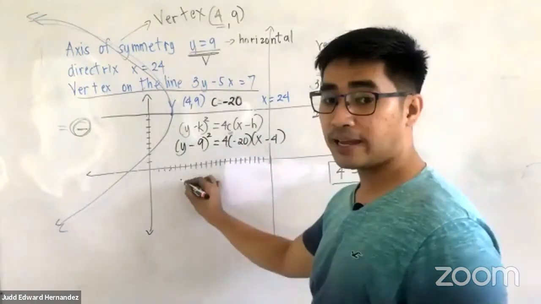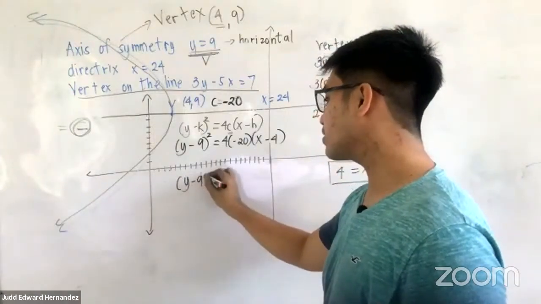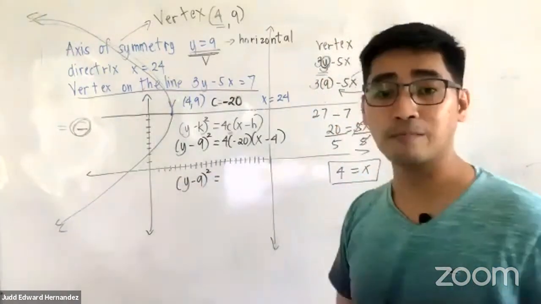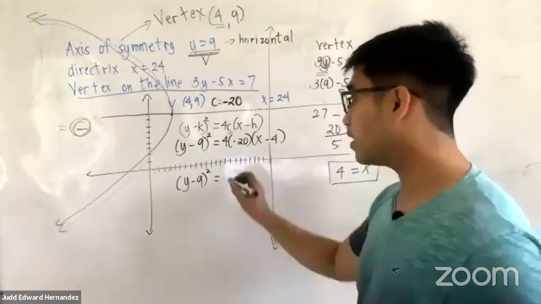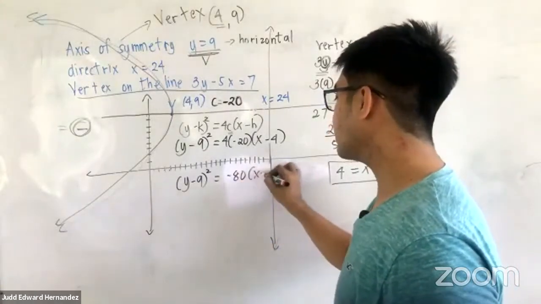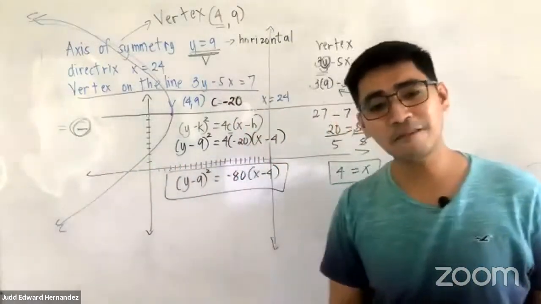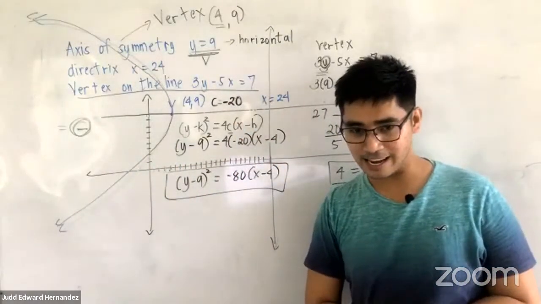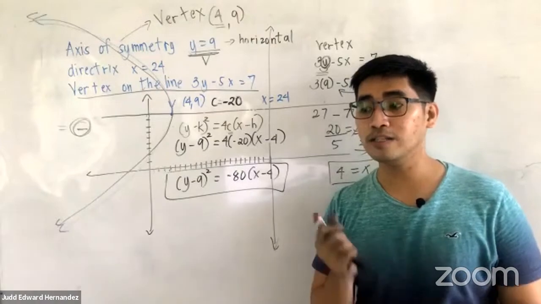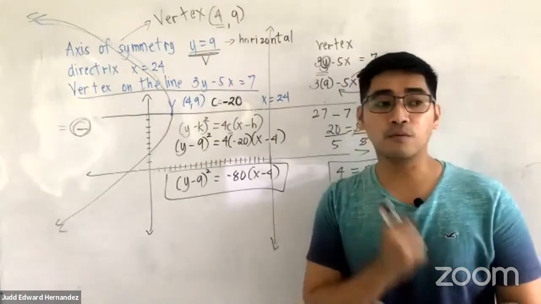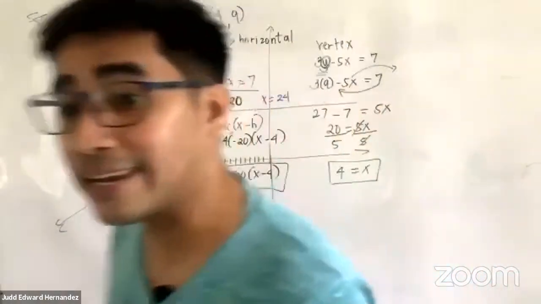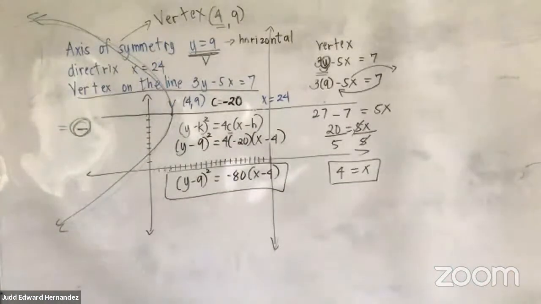That is y minus 9 quantity squared is equal to 4 times negative 20 times x minus 4. Simplifying, we'll now be having y minus 9 quantity squared is equal to 4 times negative 20, that becomes negative 80, times x minus 4. And this is now the equation. Madali lang ba guys yung may axis of symmetry? Okay, so that is how we solve for the equation of the parabola given its axis of symmetry.